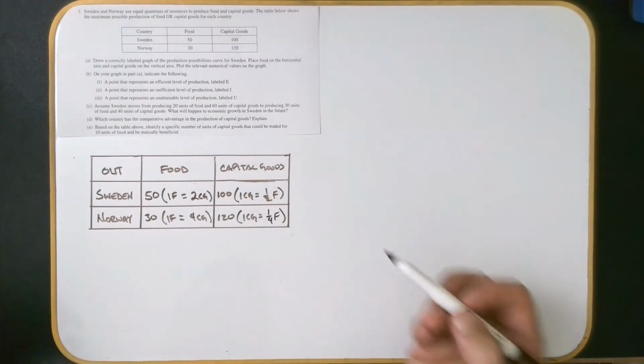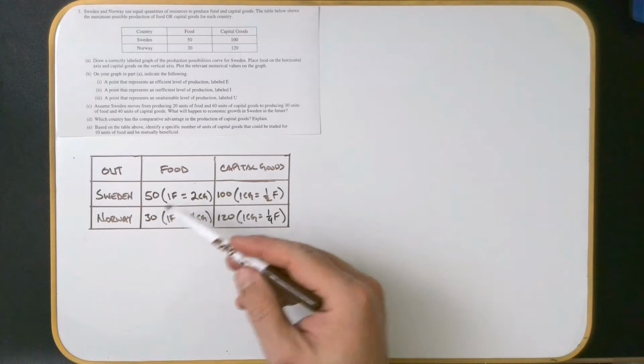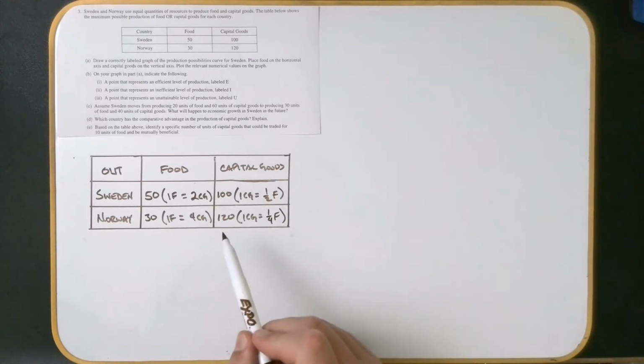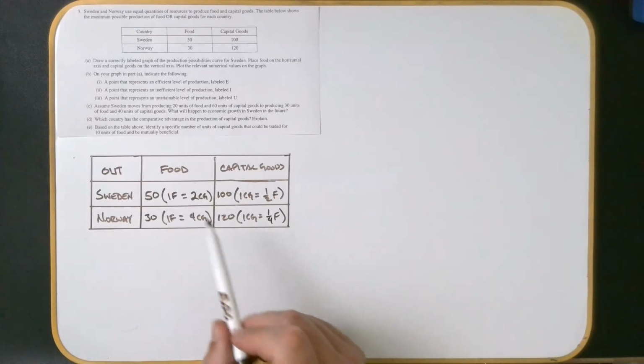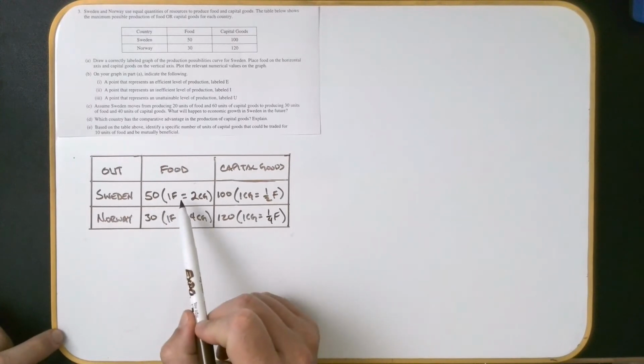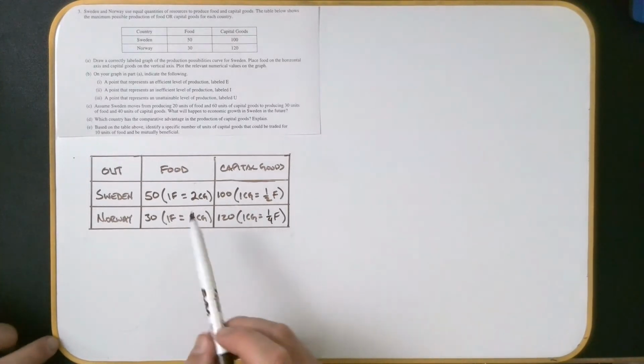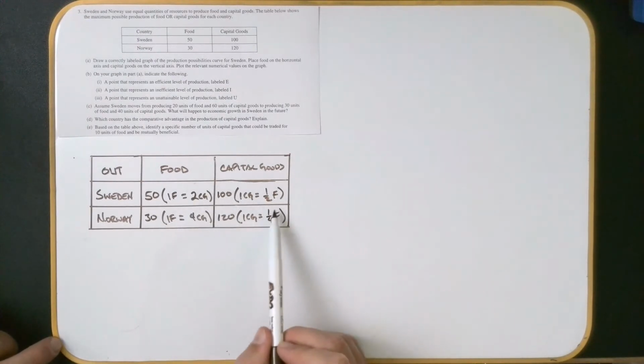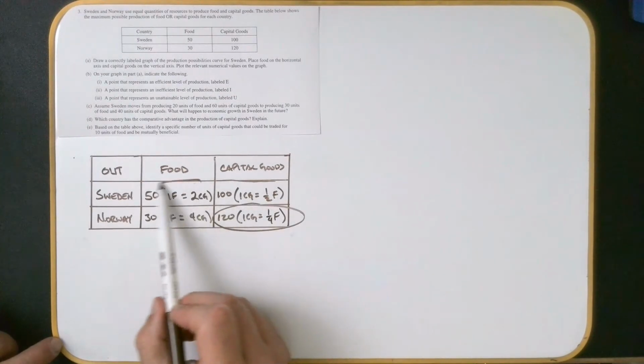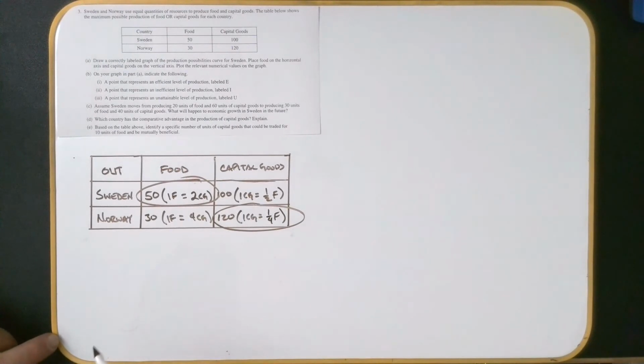So it looks like, as far as absolute advantage for food, it would be Sweden. For capital goods, it would be Norway. But as far as comparative advantage, Sweden has it in food, Norway has it in capital goods. So actually, I think we can go ahead and circle those. So those are going to be our comparative advantage winners, and we'll see what those questions come up.